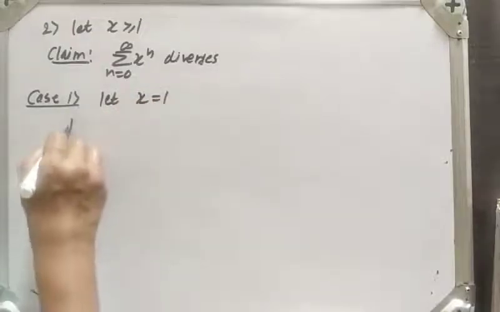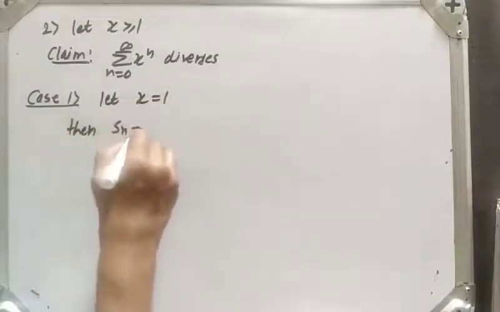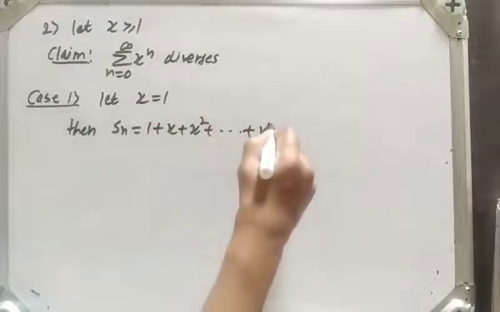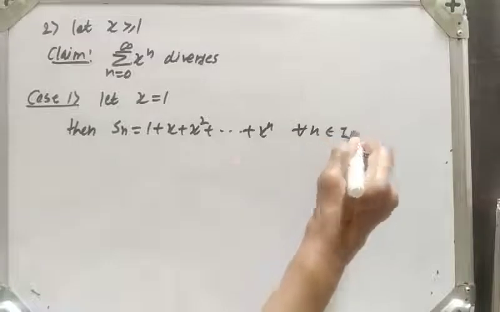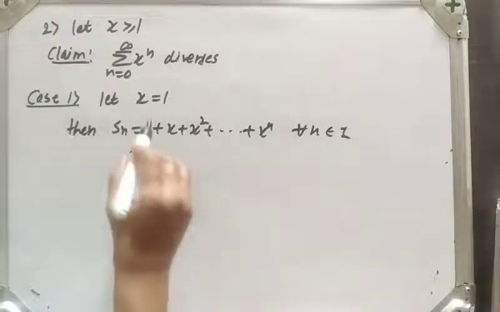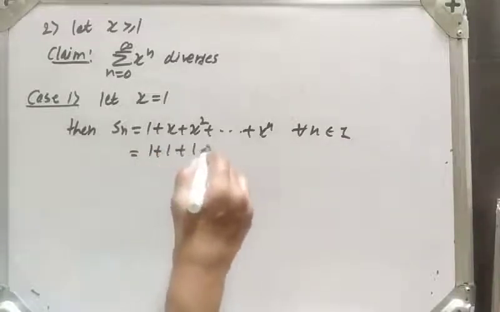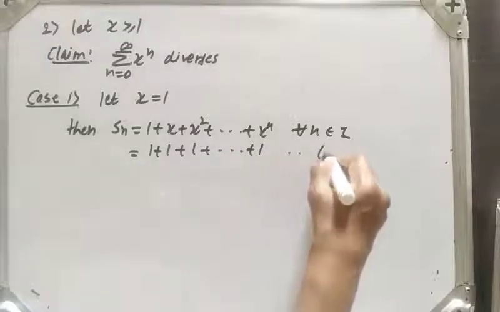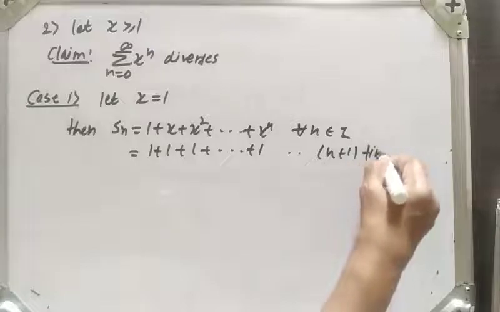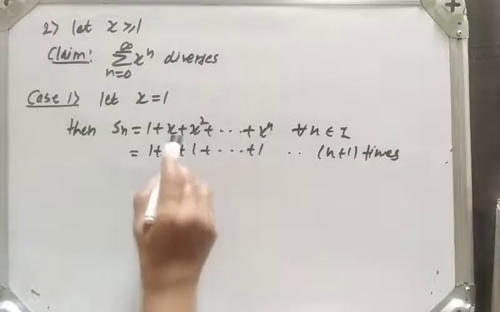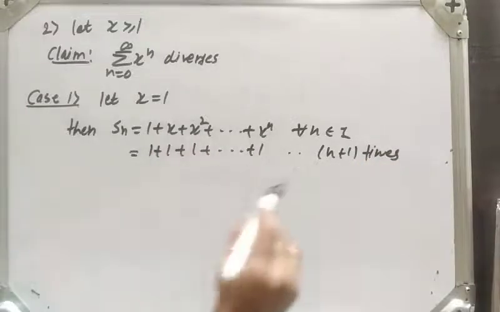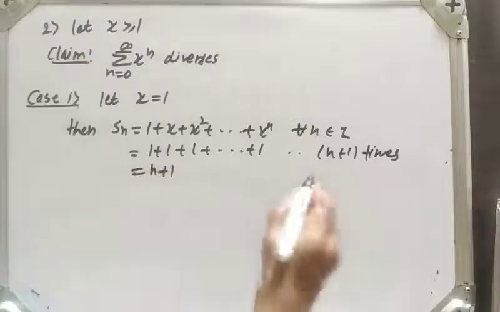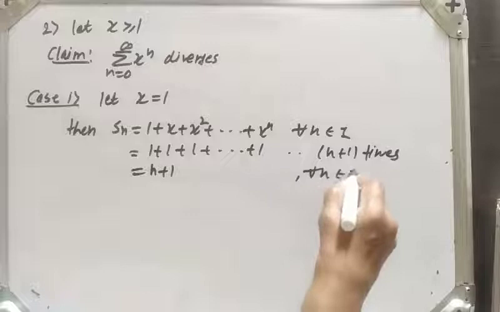Then what will be Sn? Sn will be 1 plus x plus x square plus up to x raised to n, for all n belonging to I. But what is the value of x? It is 1. So it is 1 plus 1 plus 1 plus 1. How many times is it? It is n plus 1 times, because it goes from 1 to n and this one. Therefore this addition will be n plus 1, for all n belonging to I.